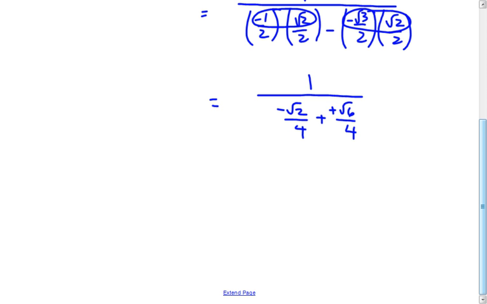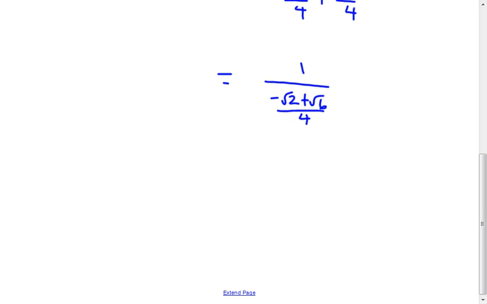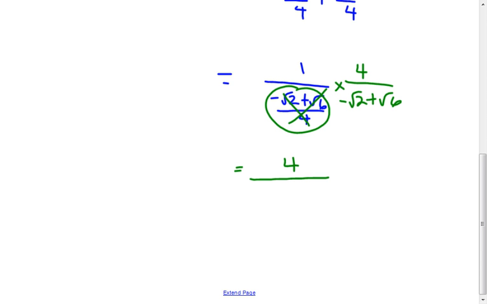Okay, so now I have this. I have negative root 2 plus root 6 all over my common denominator, which is 4. Now, can't have double fractions. I don't want you to end up with double fractions in your formula. So instead of dividing by this quantity right here, I am going to multiply by its reciprocal. And now I'm here. And I'm going to switch these two around just because I like my first term to be positive.